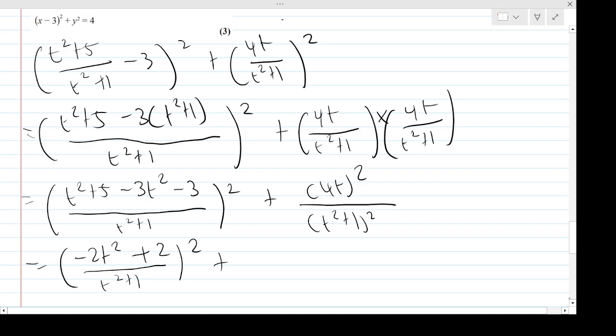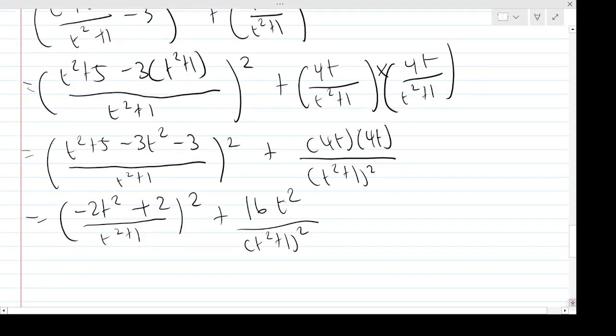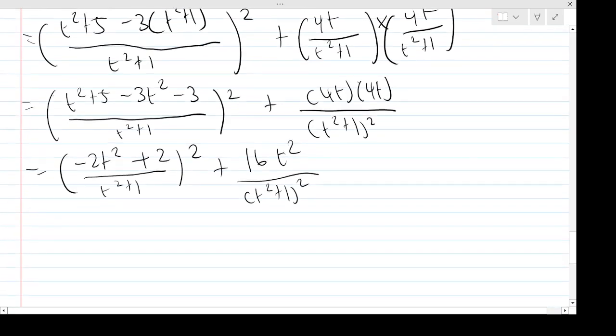So let's just deal with the numerator. So we're going to add 4t all squared. That's going to be 16. Remember, that's 4t times 4t. So 4 times 4 is 16, and t times t is t squared. And I'm going to leave it as t squared plus 1 all squared. Maybe we might expand it, but at the moment, let's leave the denominator where it is.